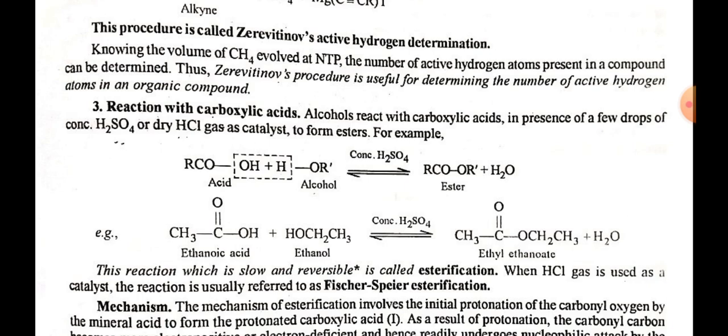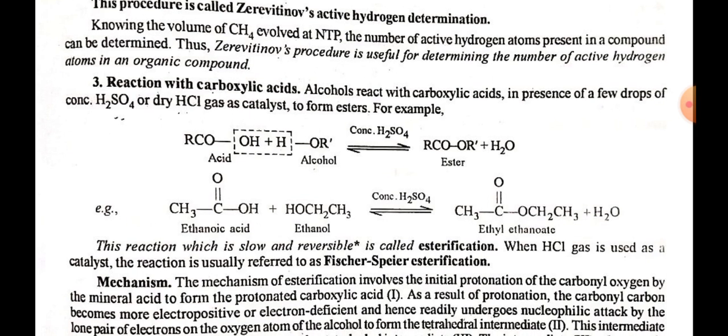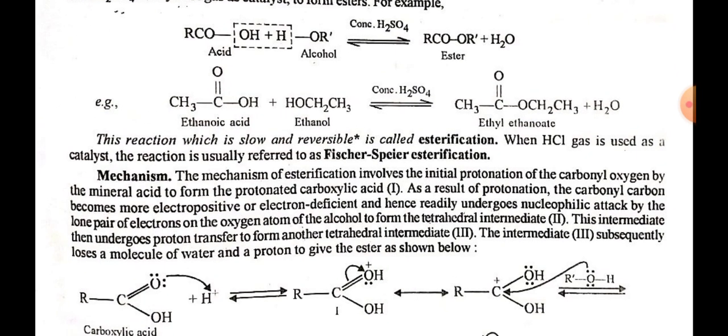Third reaction is reaction with carboxylic acids. Alcohols react with carboxylic acids in presence of a few drops of concentrated H2SO4 or dry HCl gas as a catalyst to form esters. For example, acid plus alcohol gives an ester. When ethanoic acid reacts with ethanol, it gives ethyl ethanoate. This reaction, which is slow, is called esterification. When HCl gas is used as a catalyst, the reaction is usually referred to as Fischer-Speier esterification.